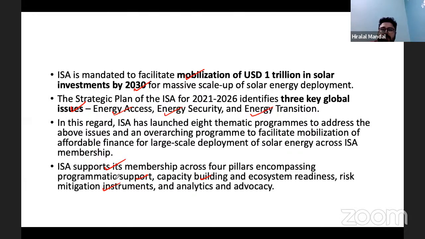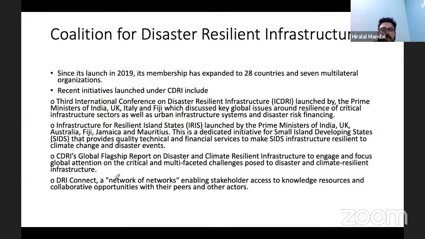At the same time, on disaster resilient infrastructure, there is another effort at the international level: the Coalition for Disaster Resilient Infrastructure. The Third International Conference on Disaster Resilient Infrastructure was launched by the Prime Minister, and other countries were also participating. Infrastructure for Resilient Island States was launched by the Prime Ministers of India, UK, Australia, Fiji, and Jamaica. This is a dedicated initiative for small island developing countries.